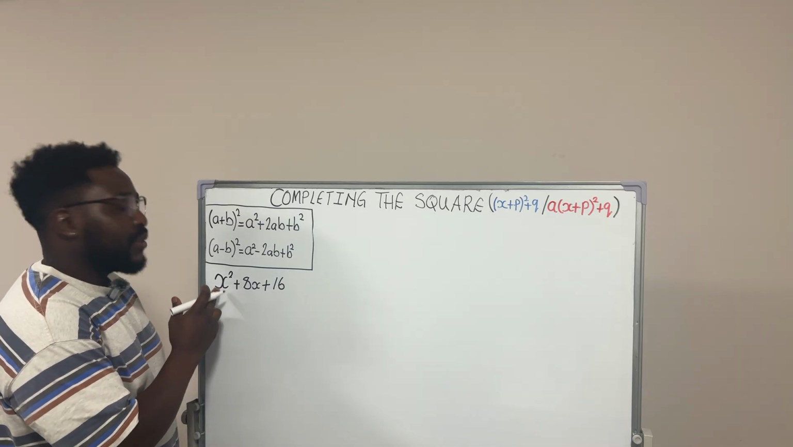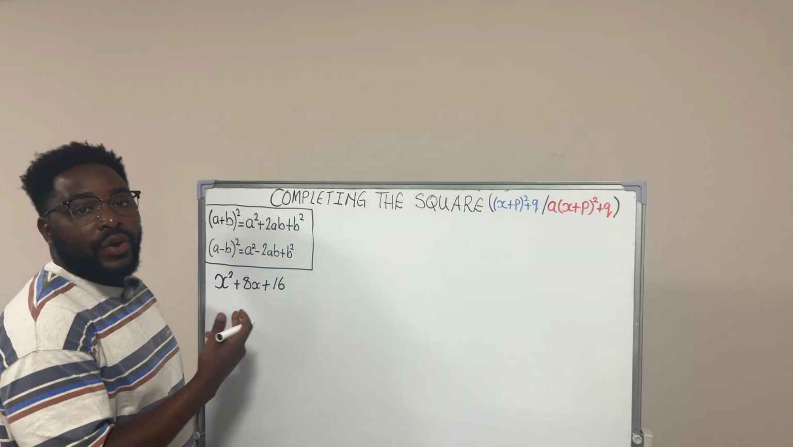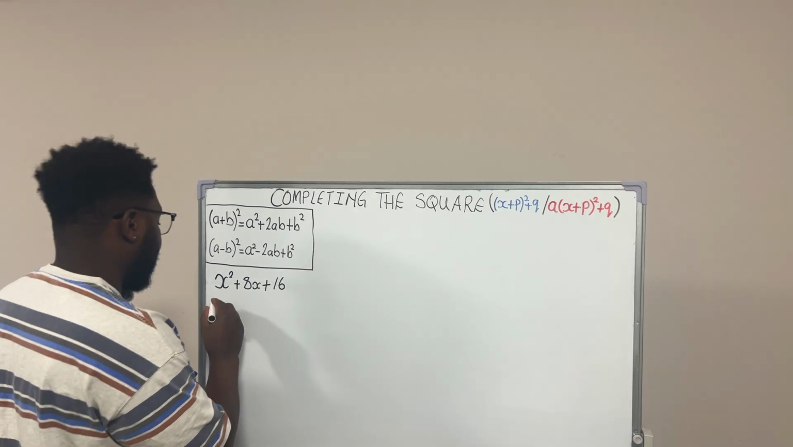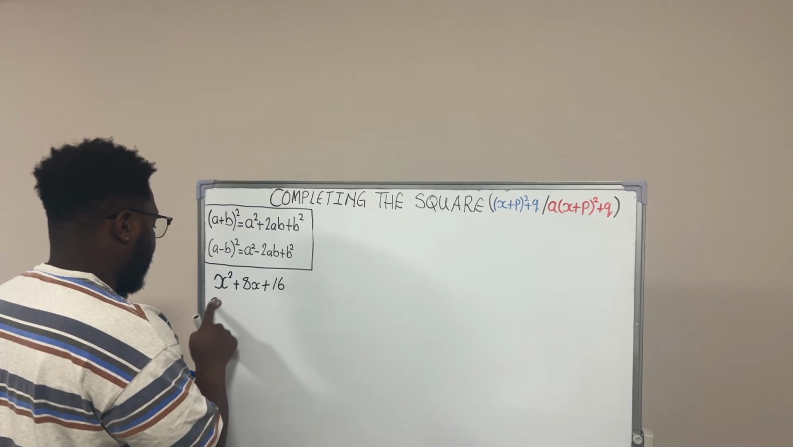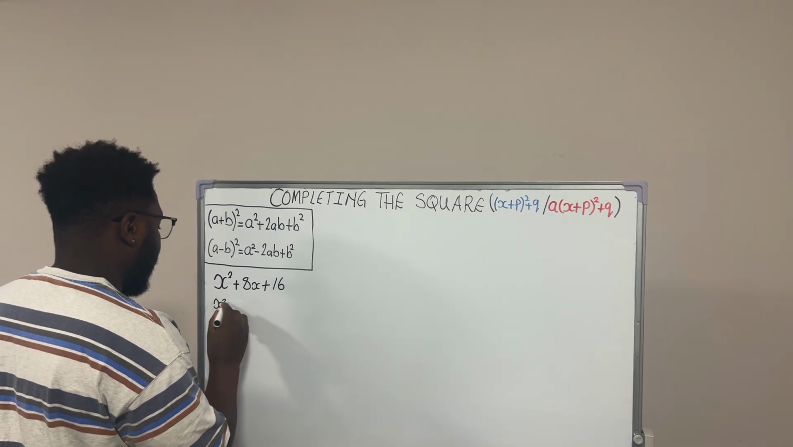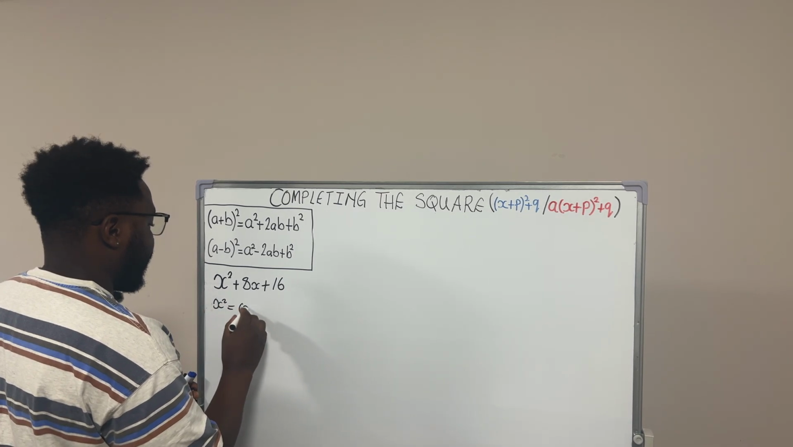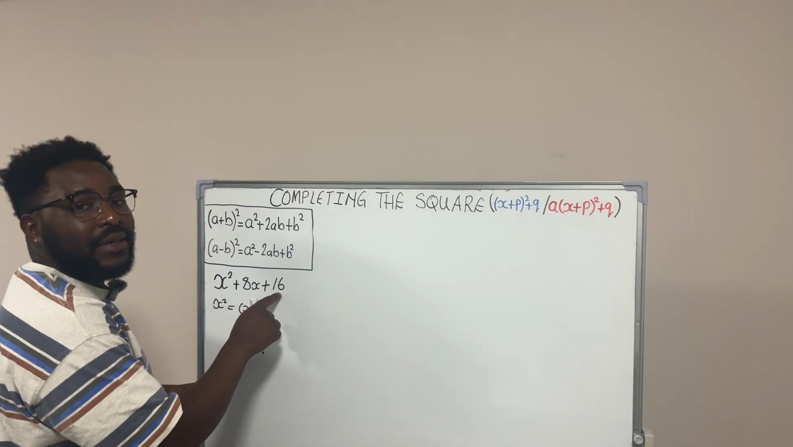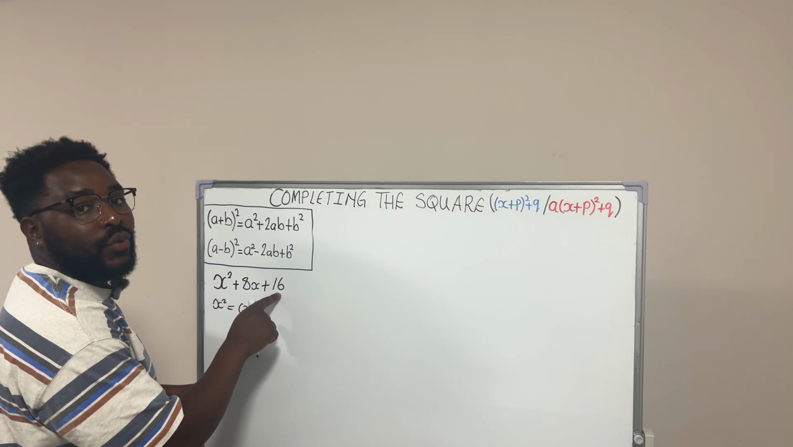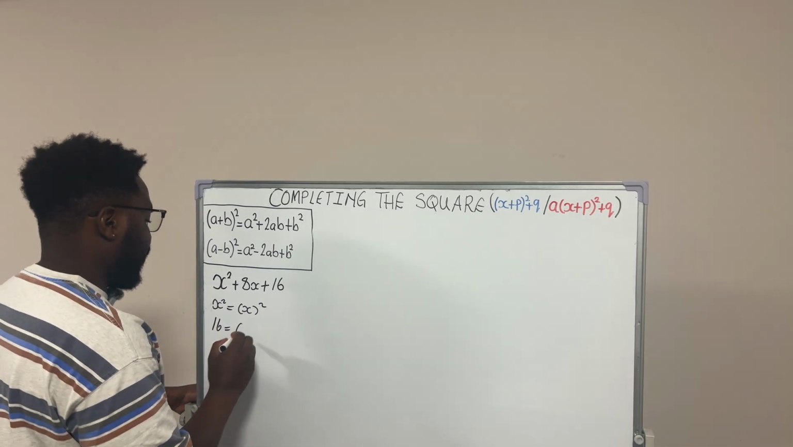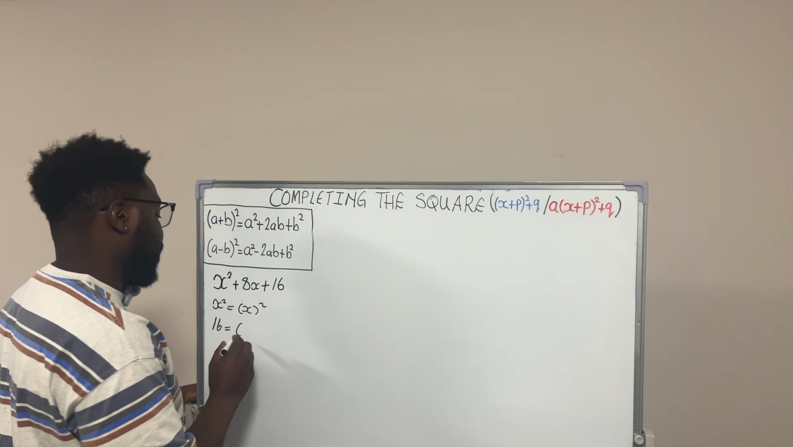is x squared a perfect square? Yes. X squared is a perfect square, right? Is our last term over here a perfect square? Yes. 16 is a perfect square. What's the square root of 16? 4.